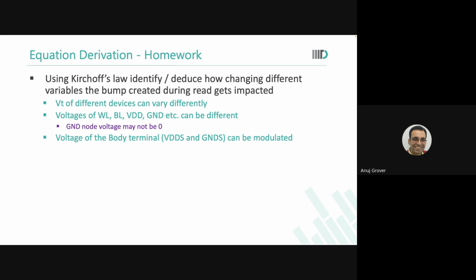They've applied Kirchhoff's law, saying that whatever current comes here has to be sunk here. How much current will come here? There is a voltage VBL, there is a voltage Vx. So the VDS of this transistor is VBL minus Vx. There is VWL and there is Vx. So the VGS is VWL minus Vx, so you can find the current in this transistor in terms of Vx.